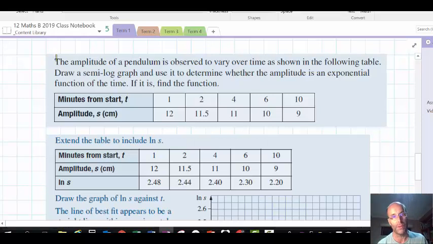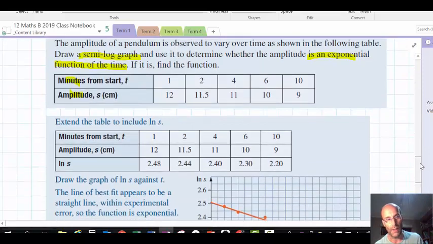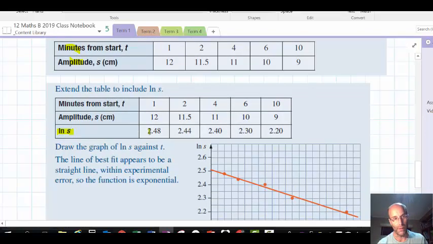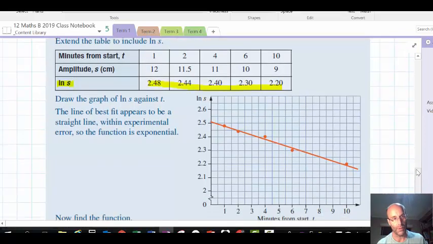Let's finish with an example of this. Not completely new, because it relates a bit to the previous video. So we've got the amplitude of a pendulum, which is basically its maximum swing from its rest point, observed to vary over time as shown in the following table. Draw a semi-log graph and use it to determine whether the amplitude is an exponential function of the time. So we've got some data there, minutes and amplitude in centimeters. That's t versus s. Because we've got the dependent variable s, we find the log of that and we add another row to the table.